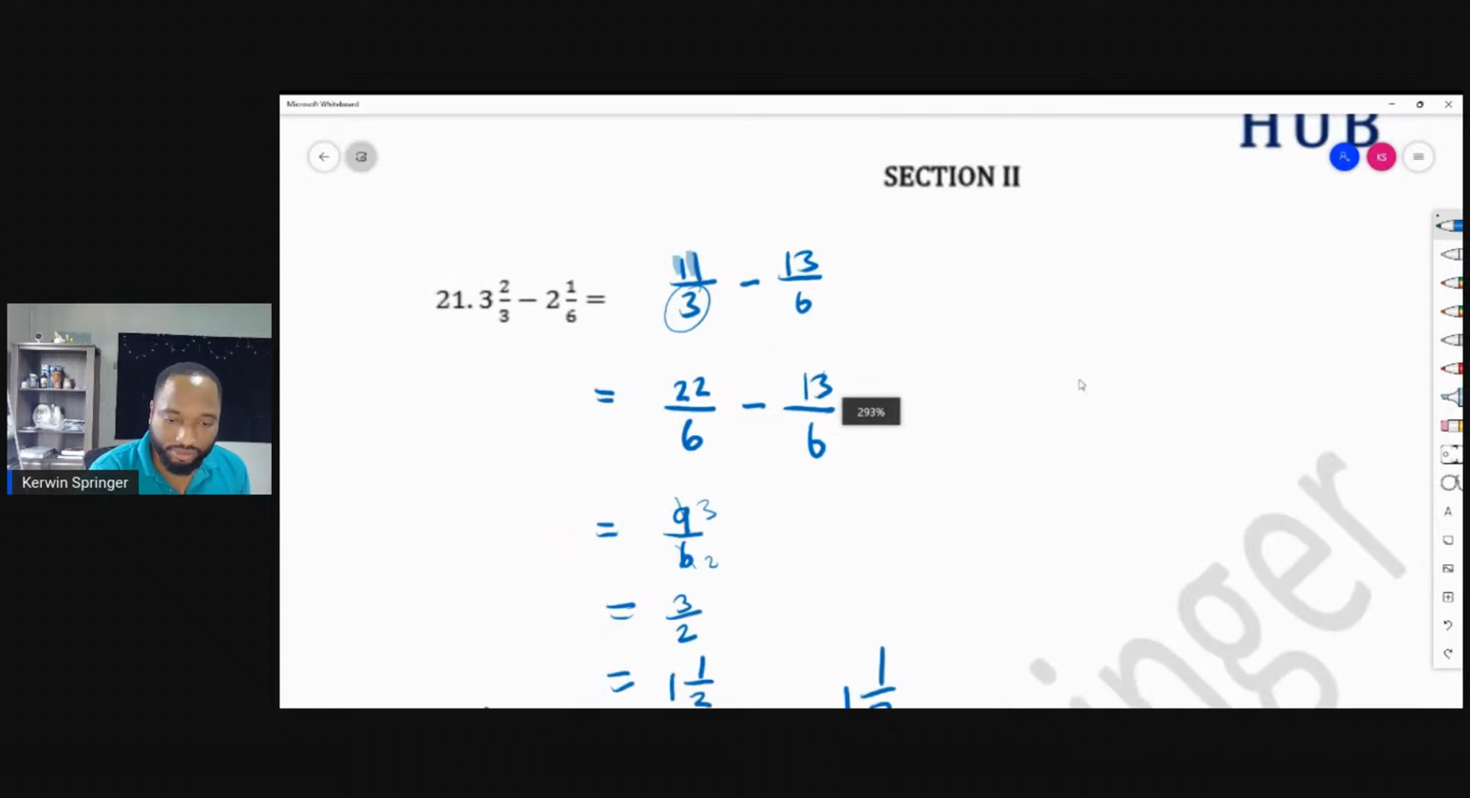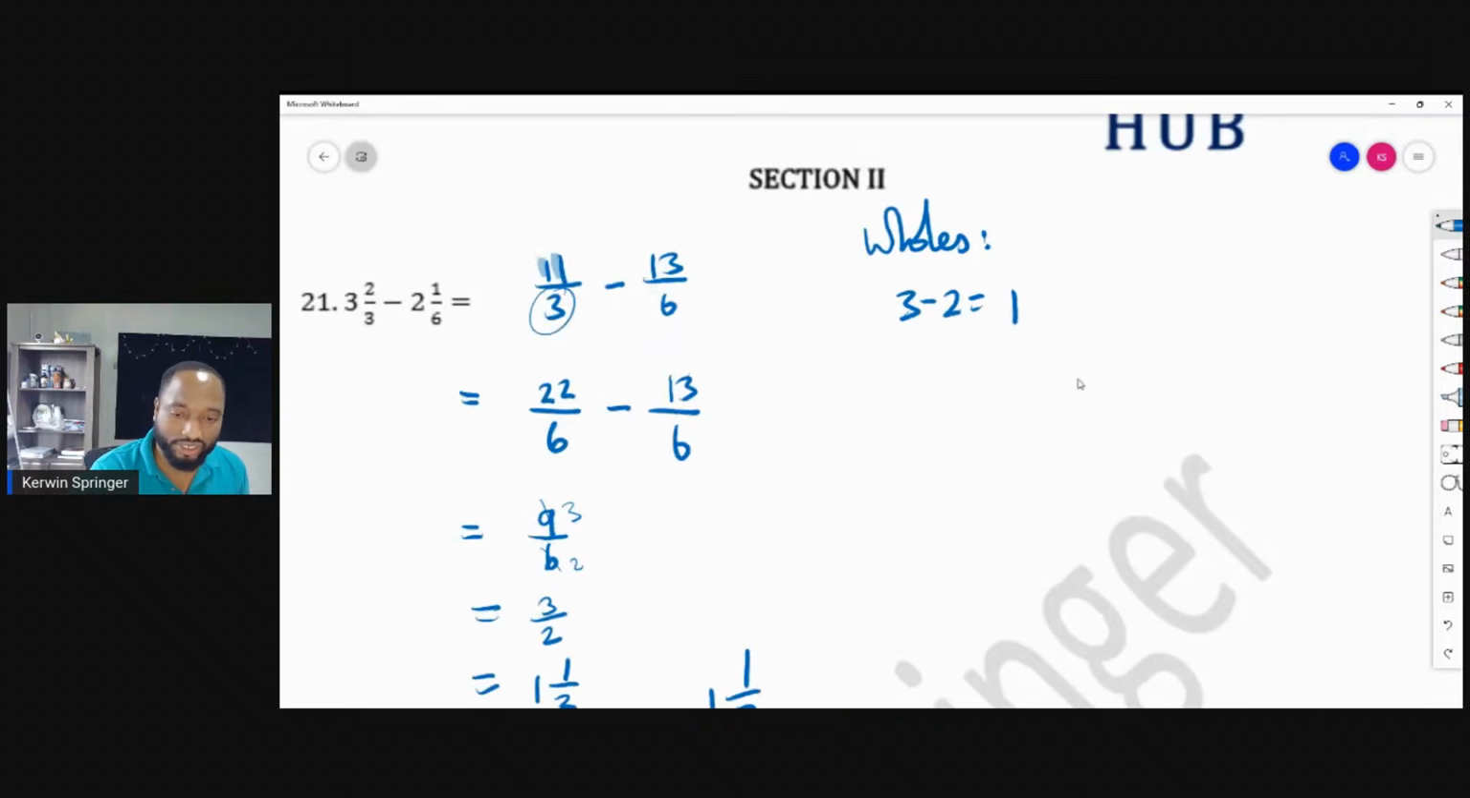Another method is to deal with the wholes. So the wholes are 3 and 2. So we say 3 minus 2 is equal to 1. We're done with the wholes. Now deal with the fractions. How many of you are familiar with this method, or are you a pro in both methods? You say 2/3 minus 1/6.